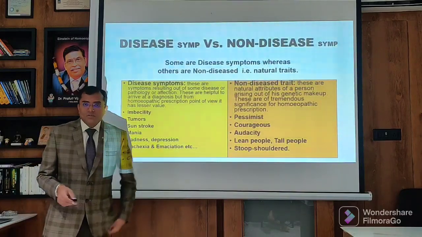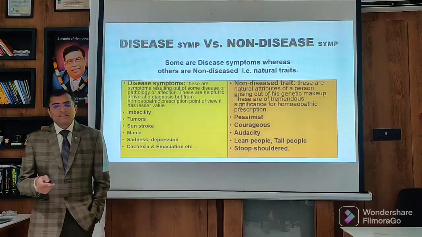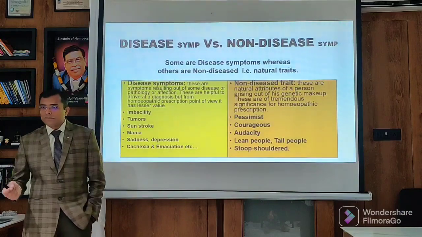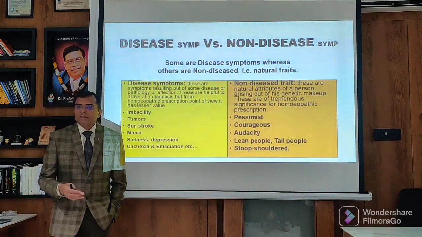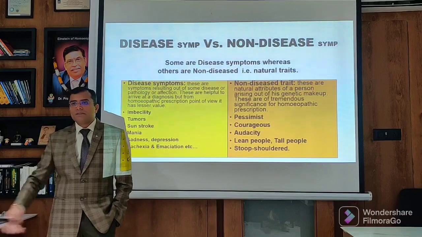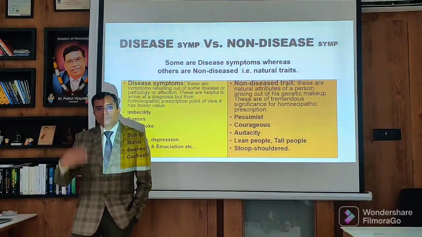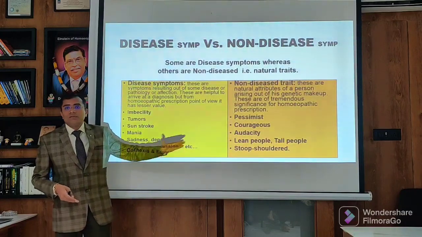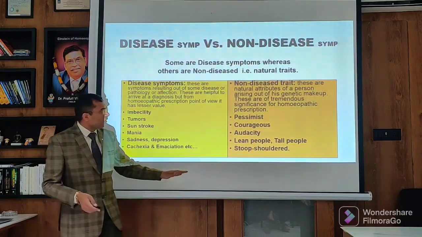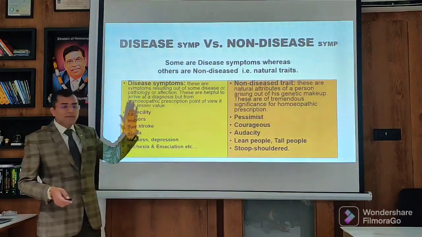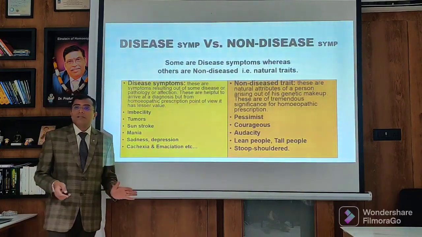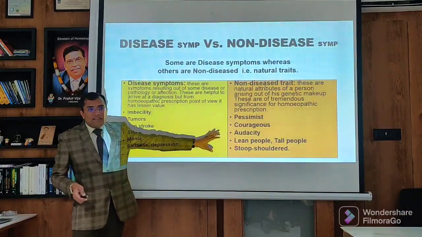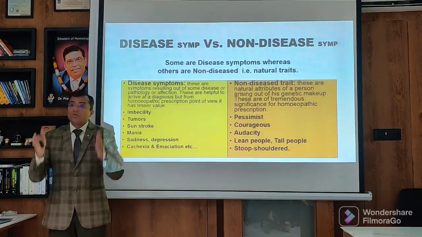Whereas the non-disease state, what is the non-disease state? The non-disease state is something that is a natural attribute of the person arising out of his genetic makeup. So what is the genetic makeup? Genetic makeup represents some expressive symptoms, some non-expressive symptoms, some postures, attitudes, behaviors. So these are non-disease traits. What we think is that these are of tremendous and significant importance in homeopathic case taking. Why? Because when you understand this, you can understand the patient as a whole.